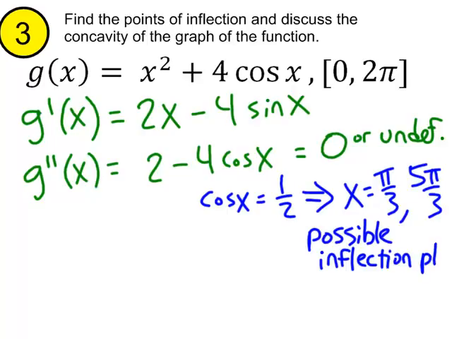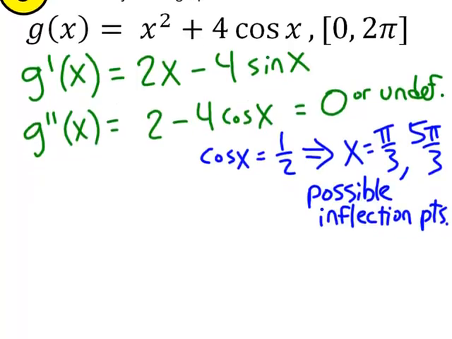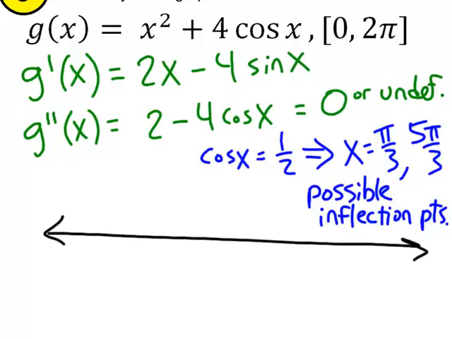Possible inflection points. And let's go ahead and make our interval. Now again, we are working on the interval from 0 to 2 pi, so we're not going to go between negative infinity and infinity for our number line. We're just going to go from 0 to 2 pi, and we know we have a pi over 3 and a 5 pi over 3.